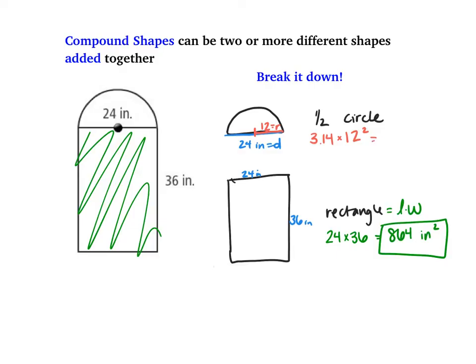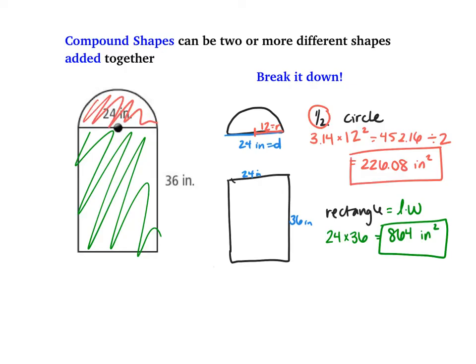And that gets me 452.16. But I have half of a circle, so I need to cut that and divide it by 2. So the area of that half circle on the top of my window looking object would be 226.08. So the total of that shape together would come from adding my two pieces.